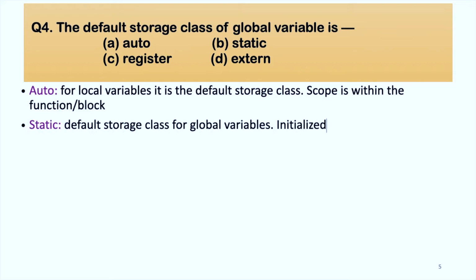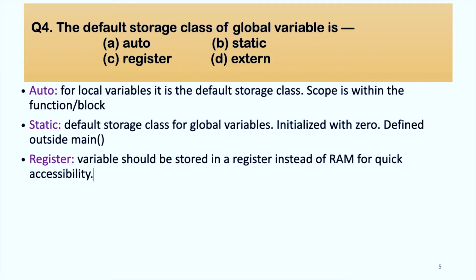Let's see static. The default storage class for a global variable is static. It is defined outside of main and it is initialized to 0. It is available to all the functions including main. And the value remains. In case of auto, as soon as you are out of the function, the value of the variable is gone. But in case of static, it keeps the value until the program ends. As long as the program is running, the value is there.